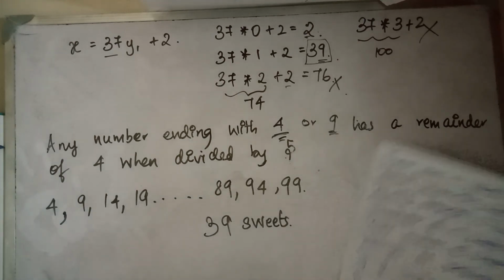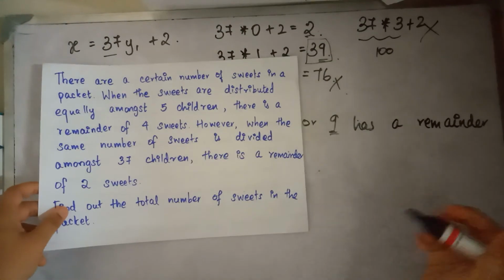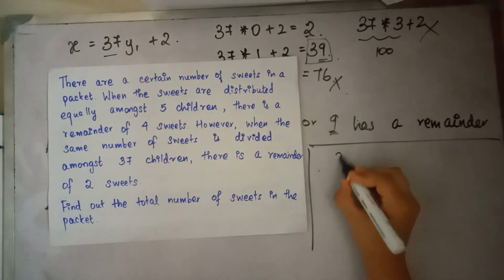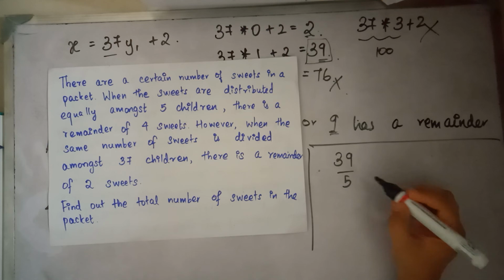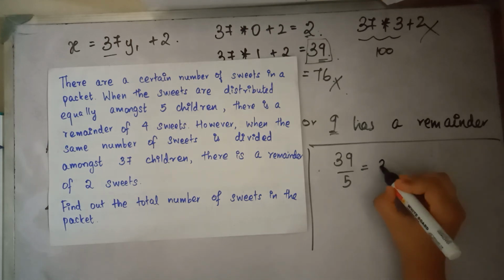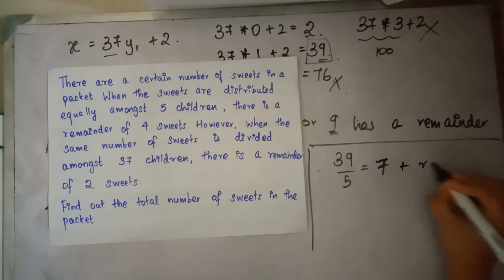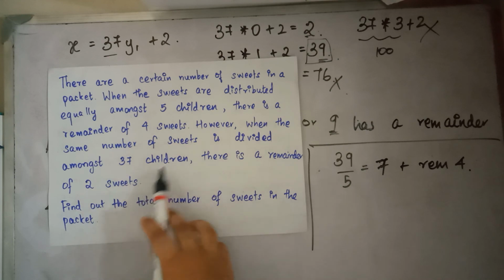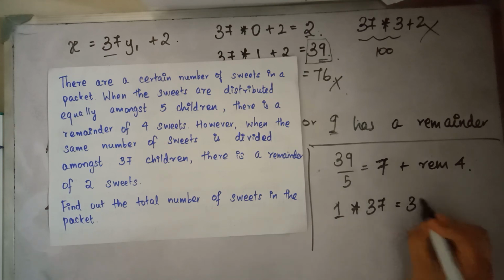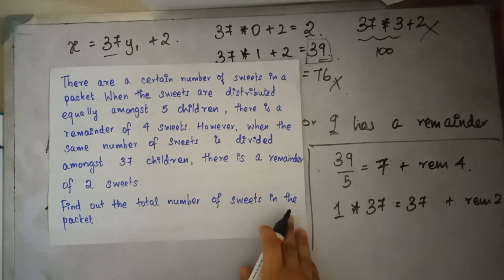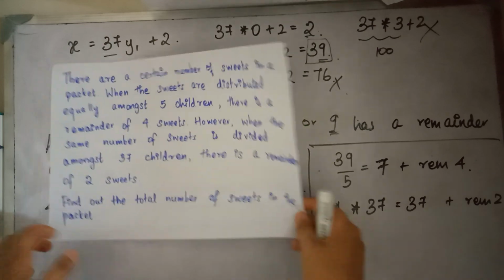So now let's double check. This 39 sweets, when distributed amongst 5 children, is there a remainder of 4 sweets? Yes, it gives us 7 and remainder of 4. Likewise, when it's divided amongst 37 children, there's a remainder of 2 sweets. Because if each child gets 1 sweet, there will be 37 plus a remainder of 2. So the number of sweets in the packet is equal to 39. Thank you.